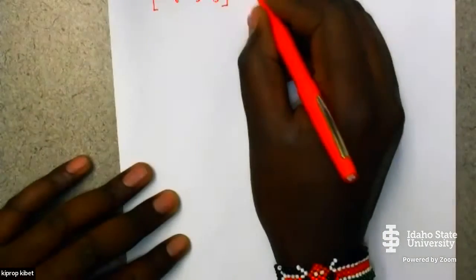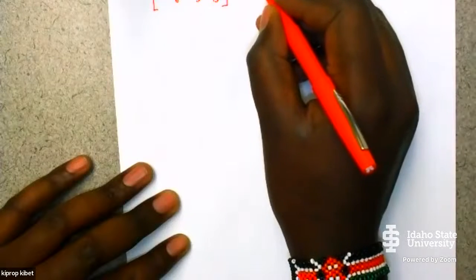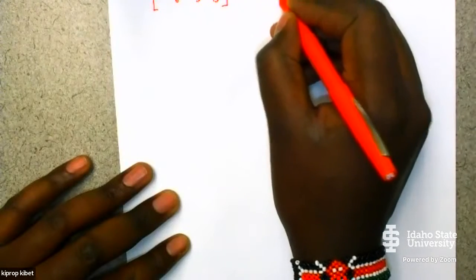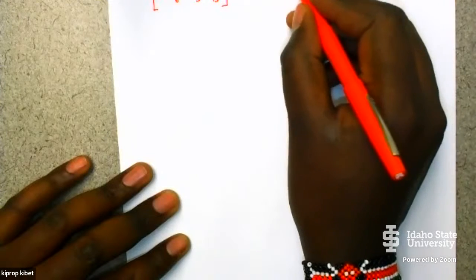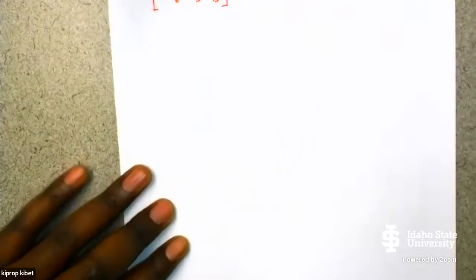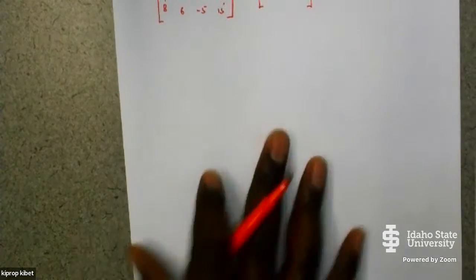So that is our augmented matrix, which is similar to A1, A2, A3, and then our B. So that is our augmented matrix. Any questions?